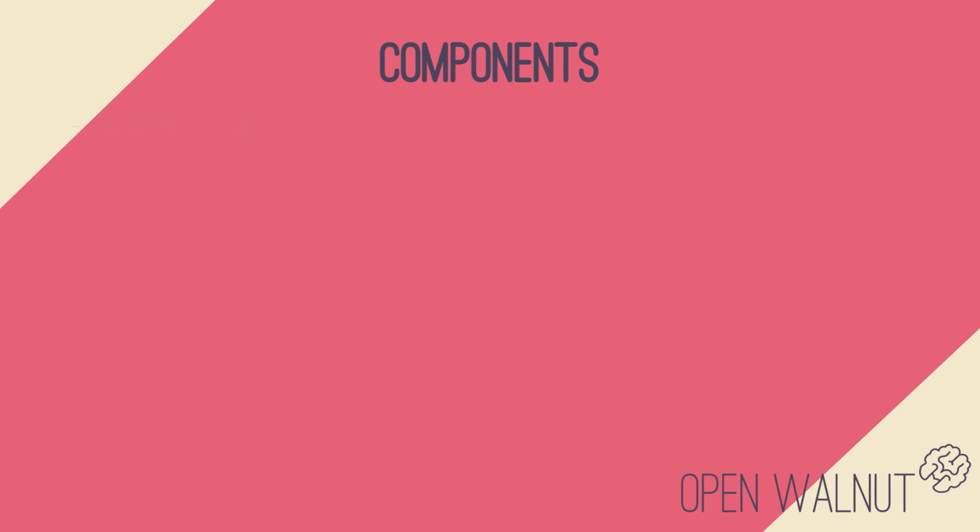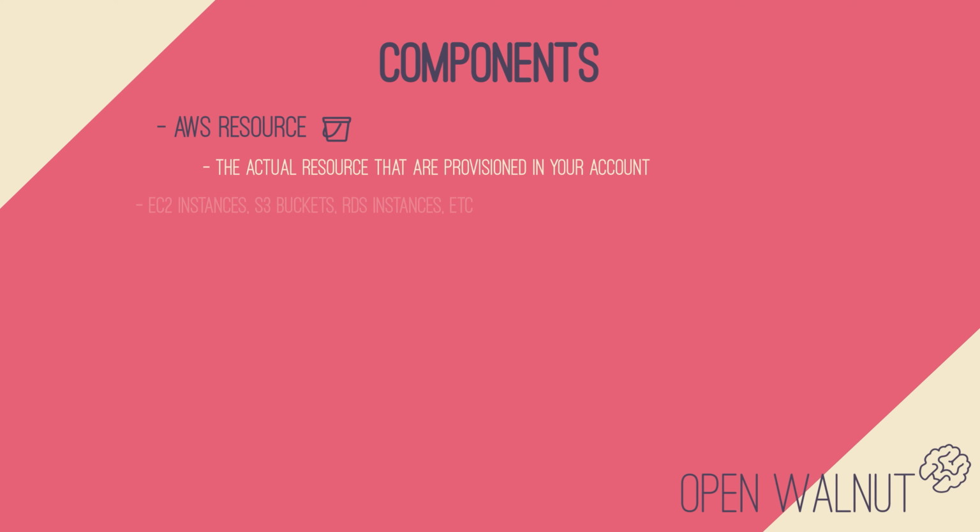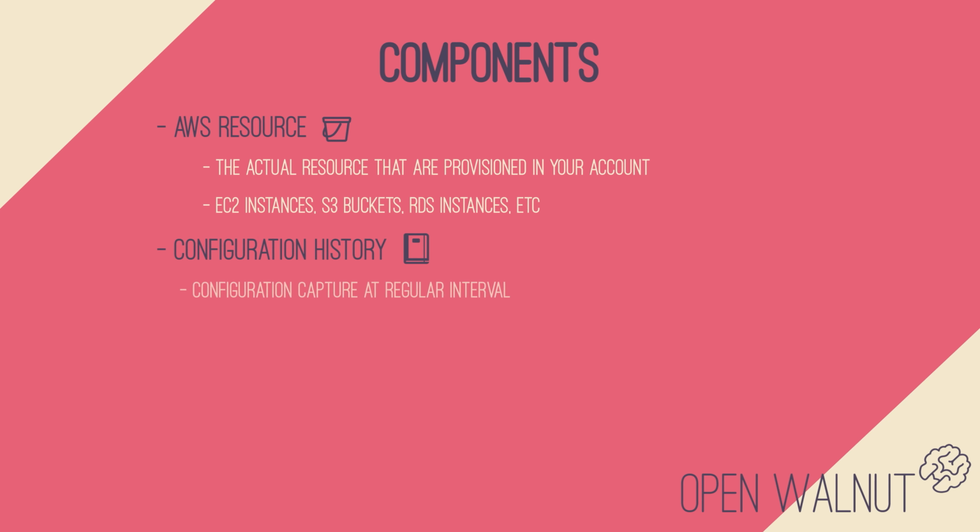Now, let's move on to components that make up the flow of AWS Config. First off, we have AWS resources, which are the actual resources that are provisioned in your account, such as EC2 instance, S3 bucket, RDS instance, and so on. The next component is configuration history. AWS Config captures the configuration of your resources at regular intervals and provides a detailed history of changes made to your resources over time.